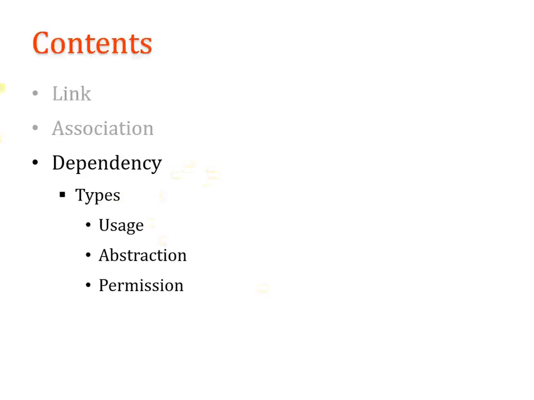These are the contents of this video session. There are three major categories of relationship between two objects and two classes. They are link, association and dependency. So the concept of link and association has already been covered. In this session, we will be covering dependency and its three different types: usage, abstraction and permission dependency.